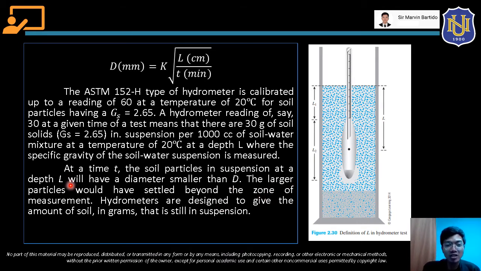Okay, so the larger particles would have settled beyond the zone of measurement. Hydrometers are designed to give the amount of soil in grams that is still in suspension. Okay.